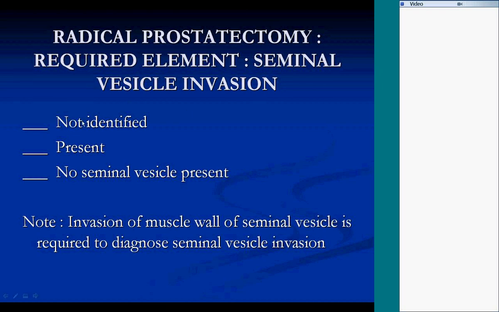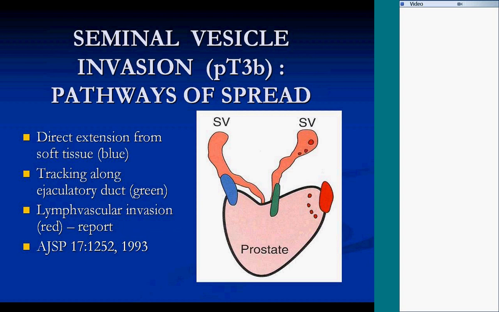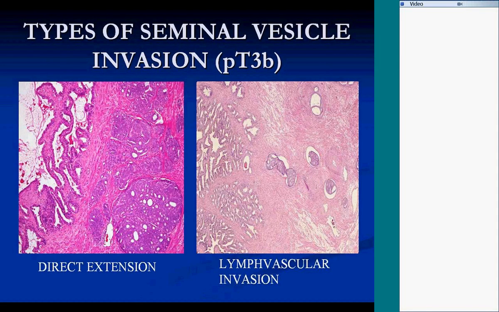So seminal vesicle invasion is another required element. It's pretty straightforward: not identified, or present, or if it's an unusual surgery, you may not get seminal vesicle. It's important that the diagnosis of seminal vesicle invasion be confined to those cases where the smooth muscle wall is invaded by the cancer. There are actually several different pathways of extension. You can get direct extension from soft tissue, shown here, tracking along the ejaculatory duct, shown here, or even lymphovascular space invasion, shown here in red. It turns out that the type of pathway does not influence outcomes, so it need not be reported.